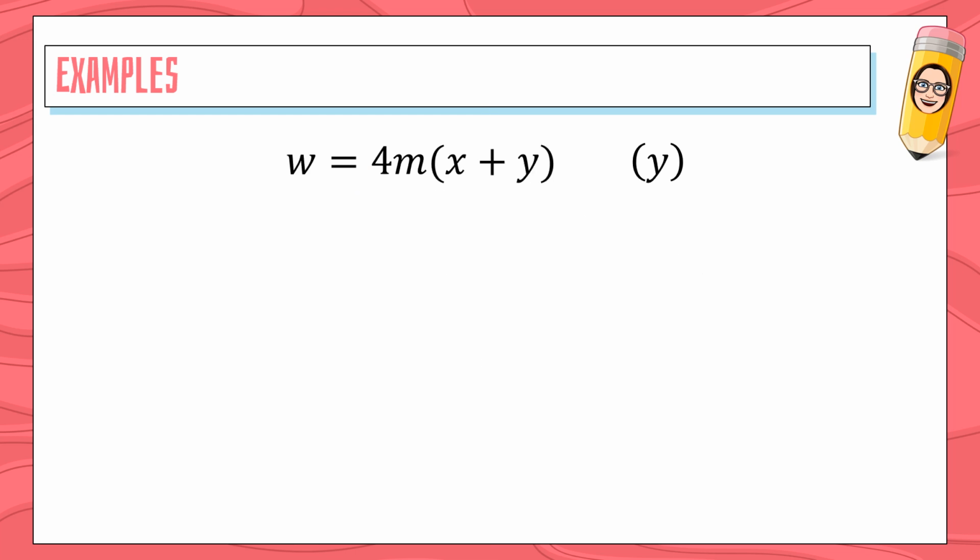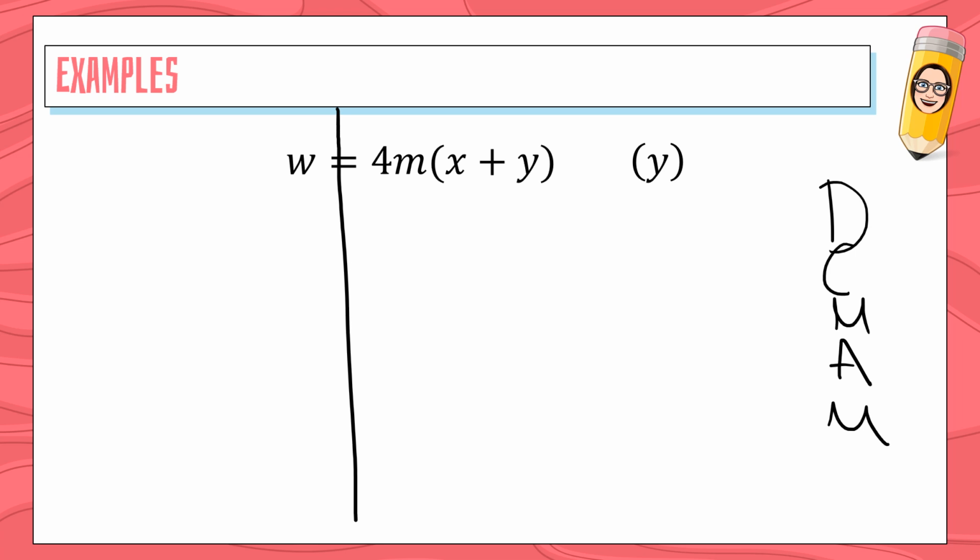Let's take a look at this one. Now my first thought is parentheses, distribute. Remember our steps? Let's do it. Let's distribute this into the parentheses. That means I have a 4mx plus 4my.